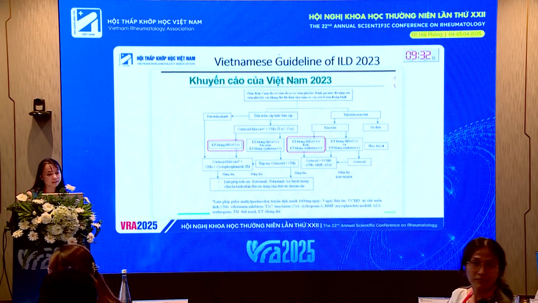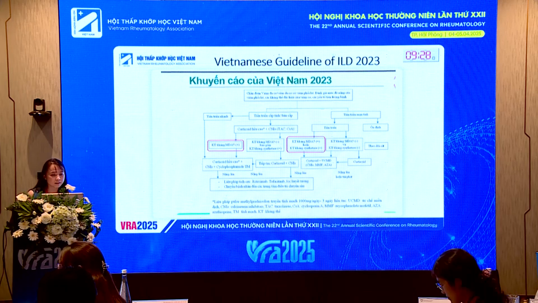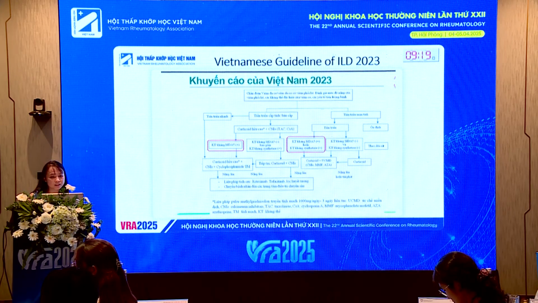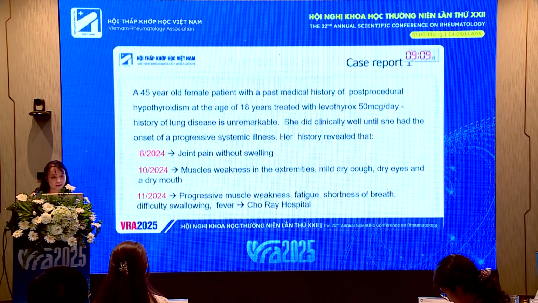And here is the Vietnamese guideline of ILD 2023. It divides ILD manifestation into rapidly progressive, acute, and chronic. With chronic condition and MDA5 positive or anti-ARS antibody positive, corticosteroid and immunosuppressants are used for the treatment. And now I'm done with the review of literature, and we move on to the case reports.